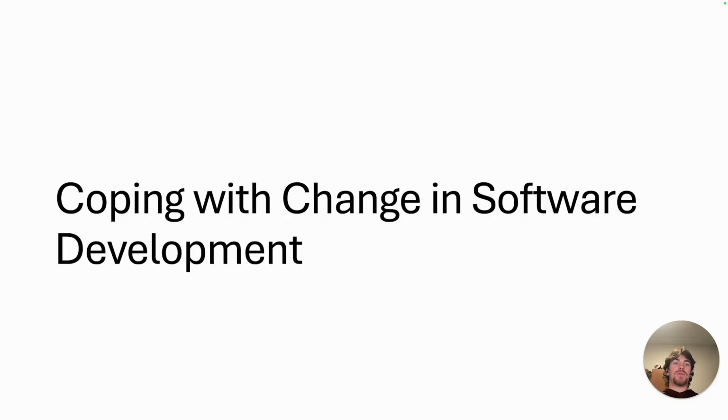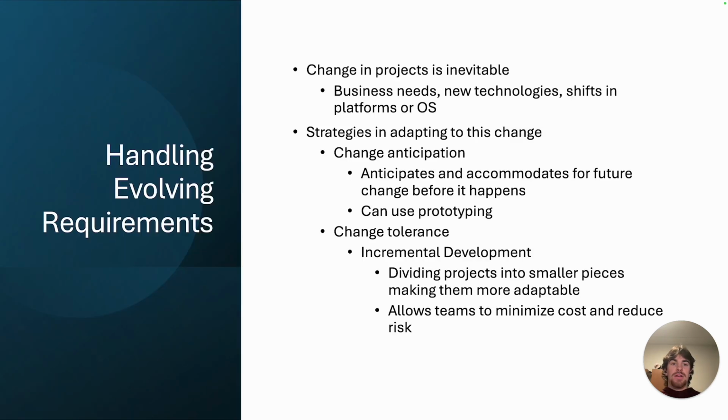Next, we have one of the most important aspects of software development today, and that's coping with change. So change in software projects is just inevitable due to several factors, including evolving business needs, the introduction of new technology, and the constant shift in platforms and environments. So some of the main strategies for adapting to these changes include change anticipation and change tolerance.